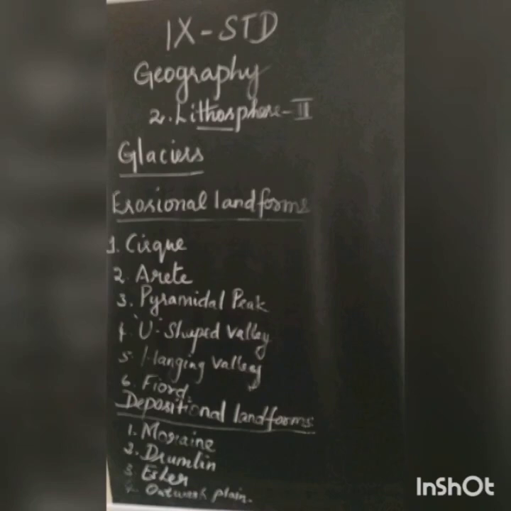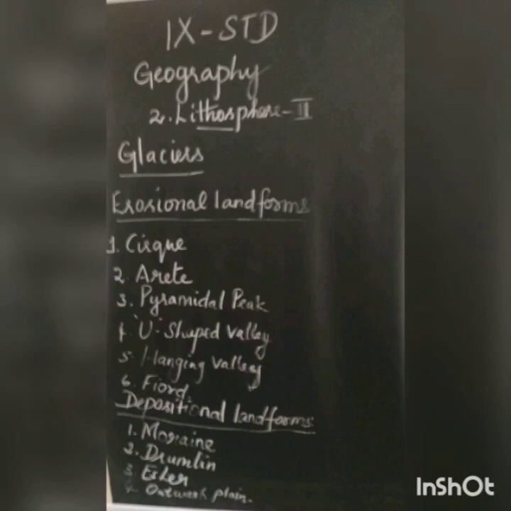Next, U-shaped valley. When the glacier moves down along a river valley, the valley further gets eroded deep and wide to form a U-shaped valley. It looks like a U-shape, alphabetical U. Hanging valley. These valleys are eroded by tributary glaciers and hang over the main valley. Fjords are glacier valleys that are partly submerged in the sea.